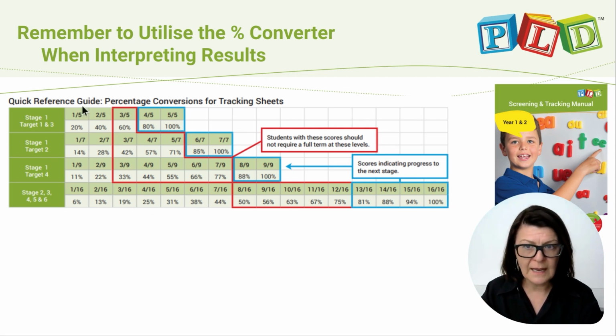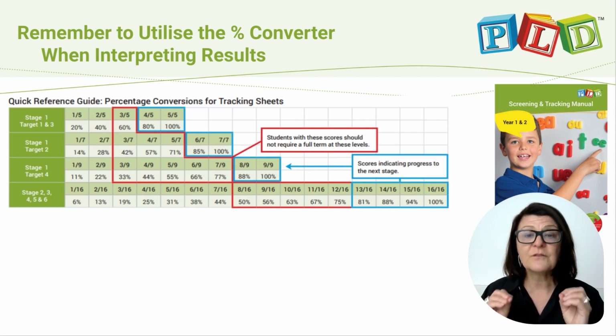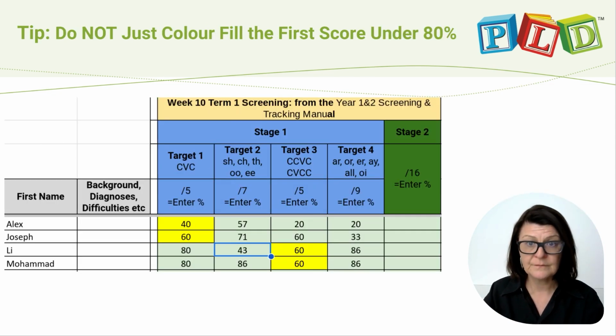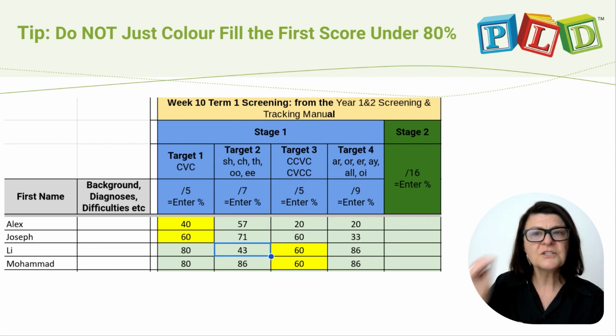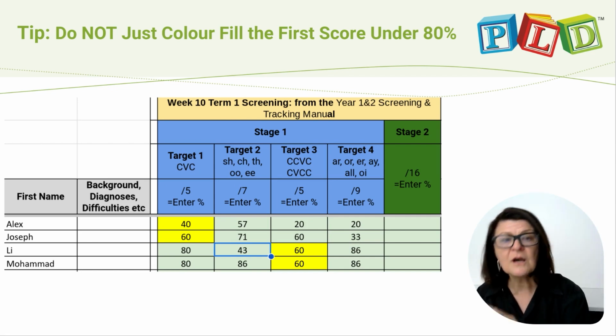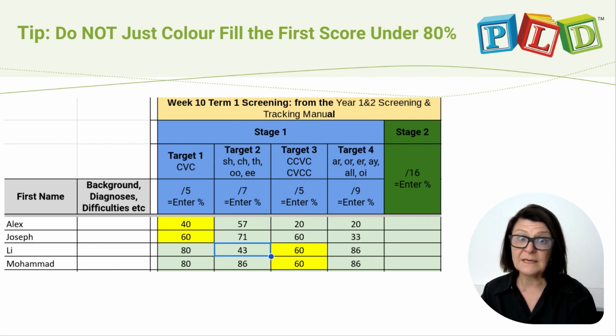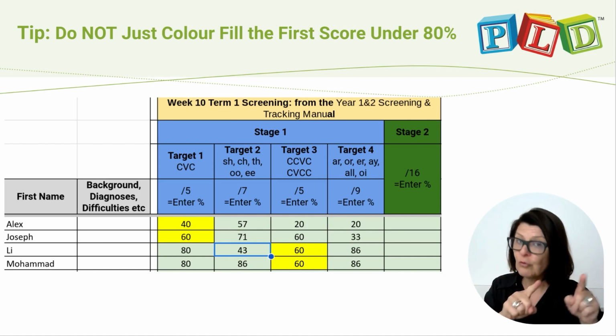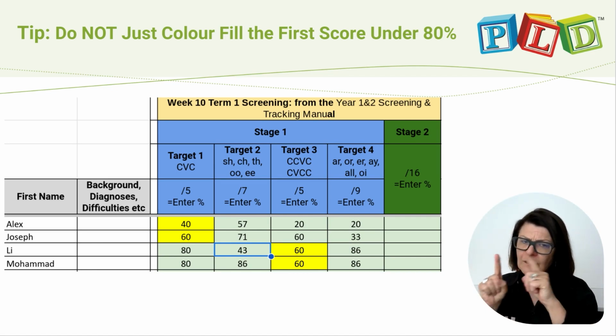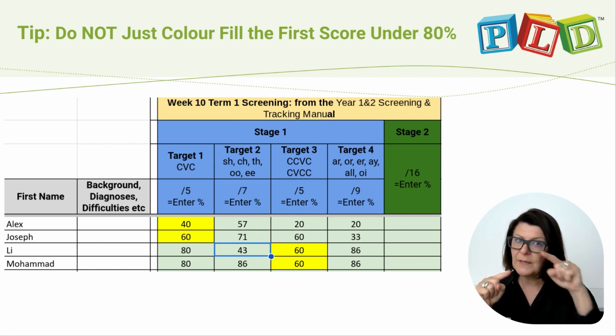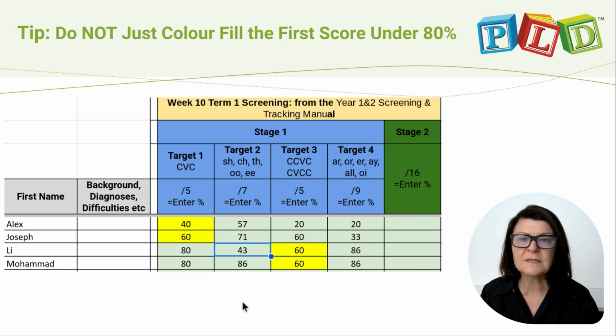If students are scoring down here, chances are you are there for the entire term. So do not just colour fill the first time a student dips under 80%. Keep looking right to analyse not the first time they dip, but also subsequent cells.